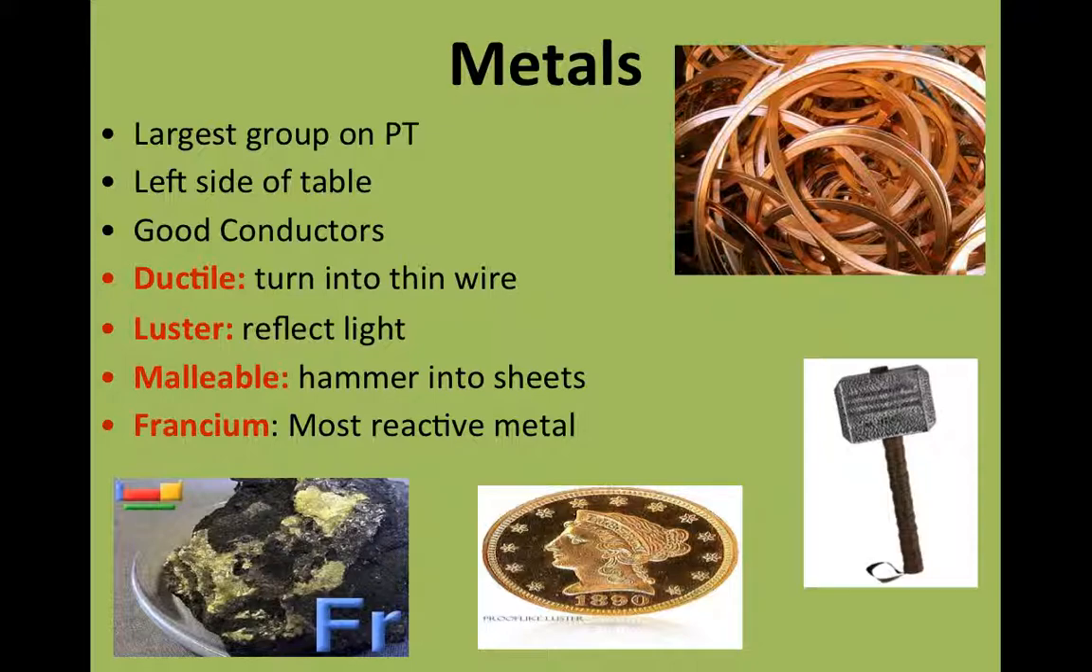Luster. Luster is another vocabulary word that identifies metals. It means that it's shiny, it reflects. Okay? Malleable. Malleable means I'm going to take the metal and I'm able to hammer it into a particular shape or into sheets. And the last thing I want to identify with metals is the most reactive metal ever out there on the periodic table, and that's francium. Francium, when you expose it to water, it will explode immediately.